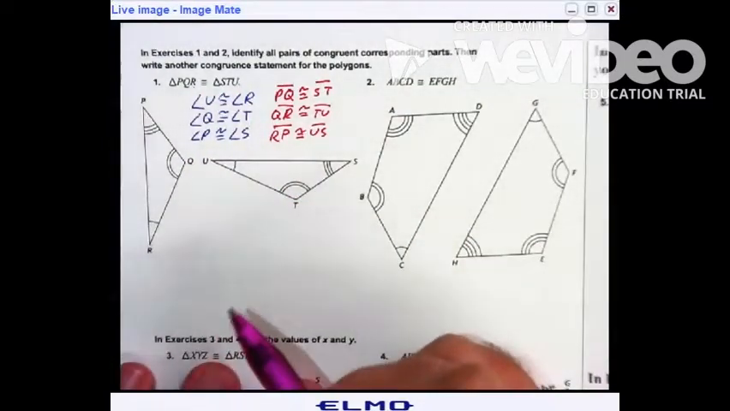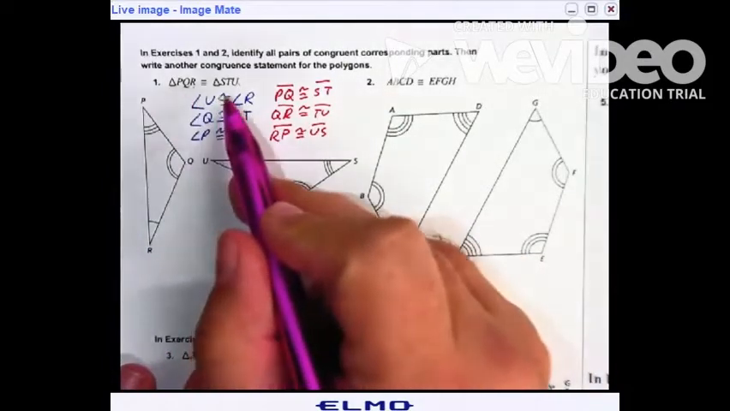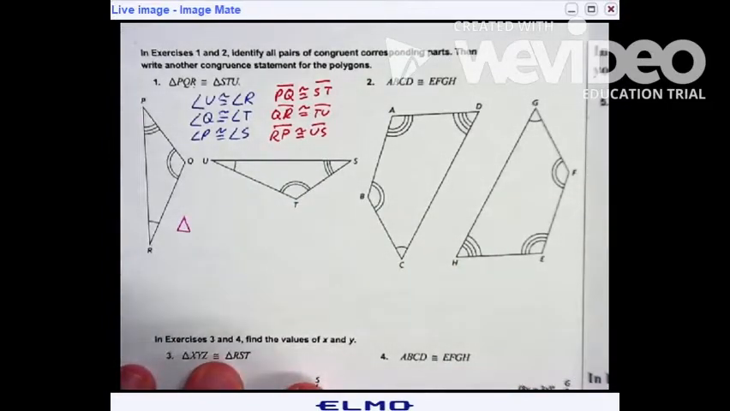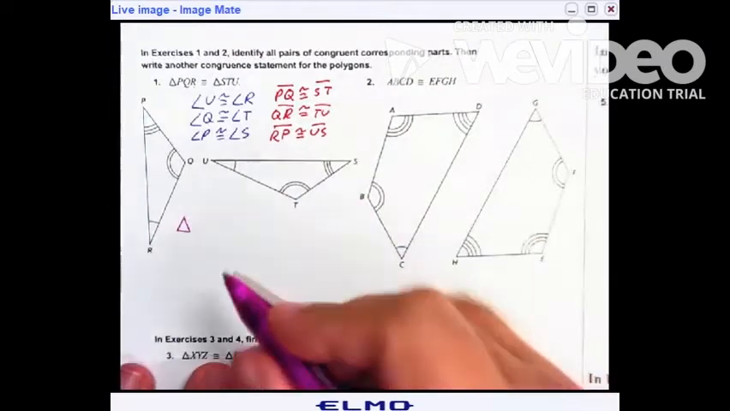Okay? So that just means we're going to say the 2 triangles are congruent. We're just not going to have the letters in this order. So triangle, instead of saying PQR, I could say RPQ. Why not?